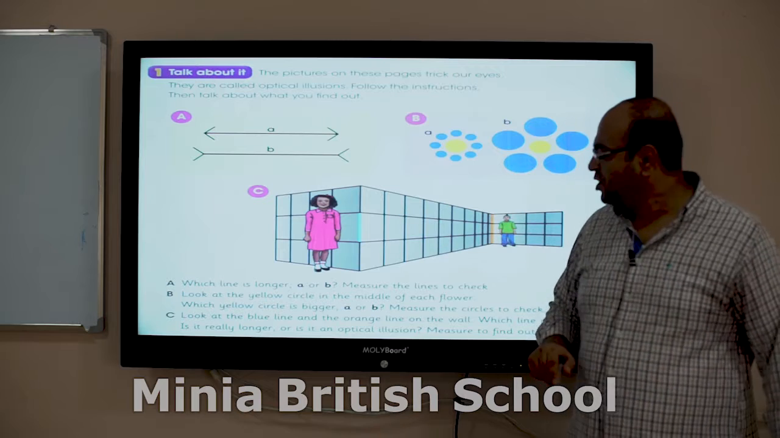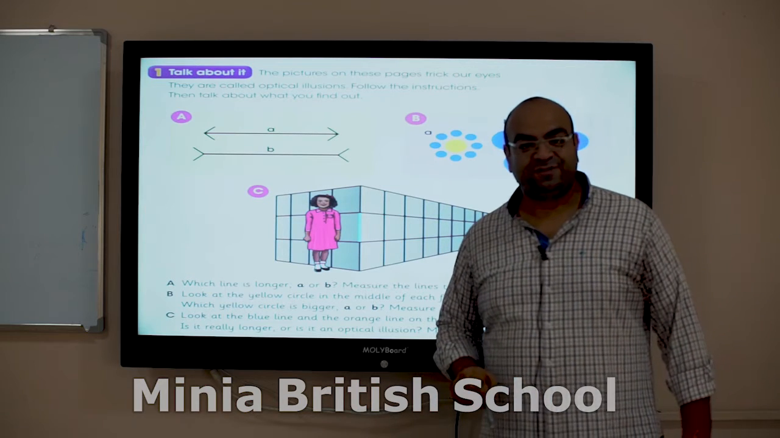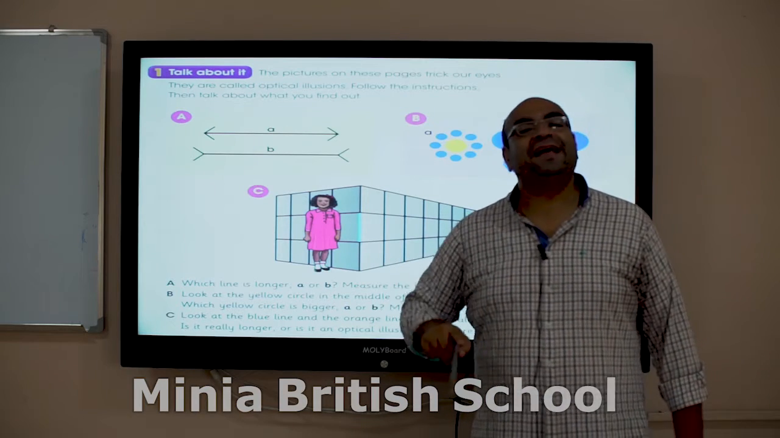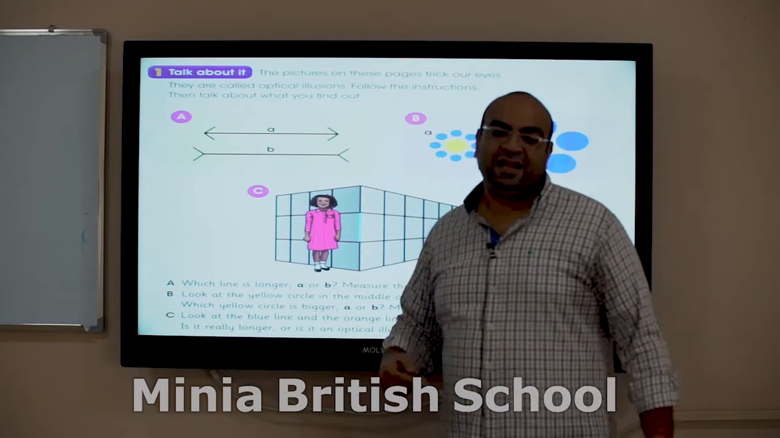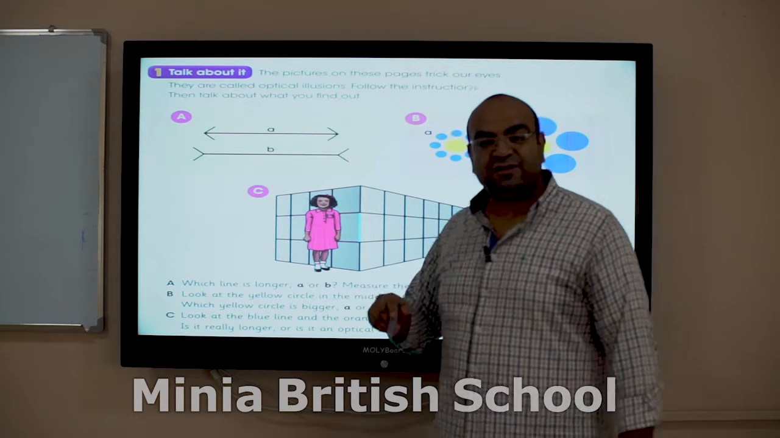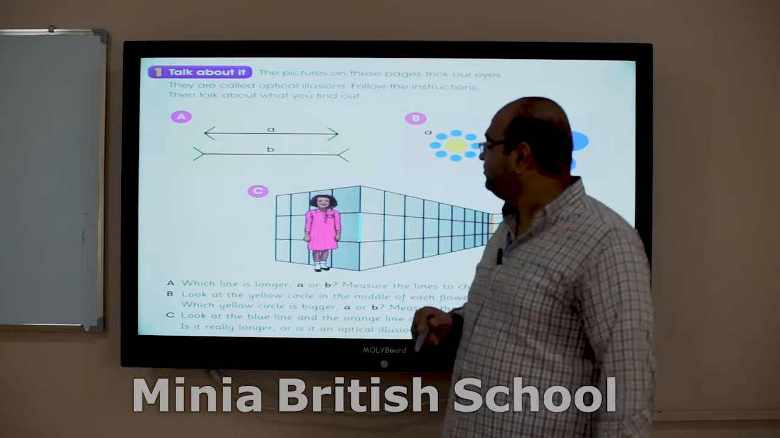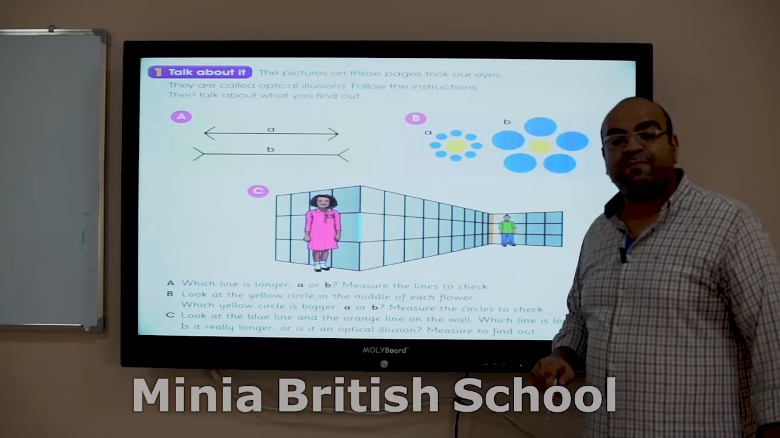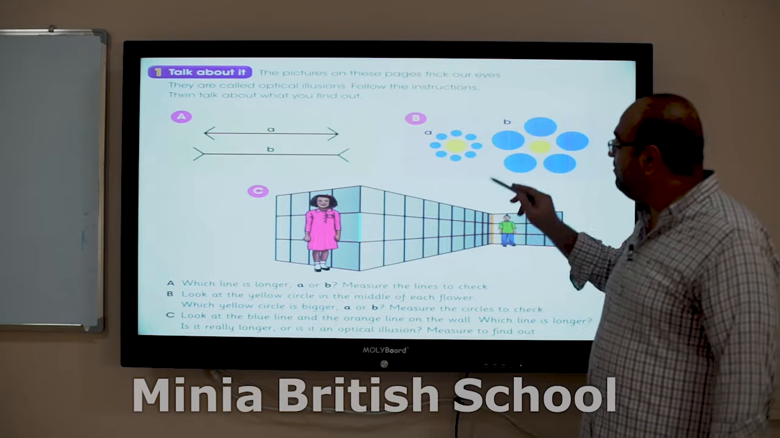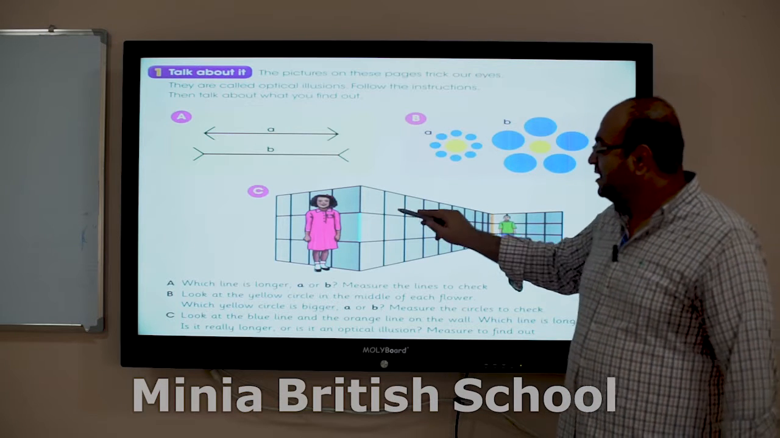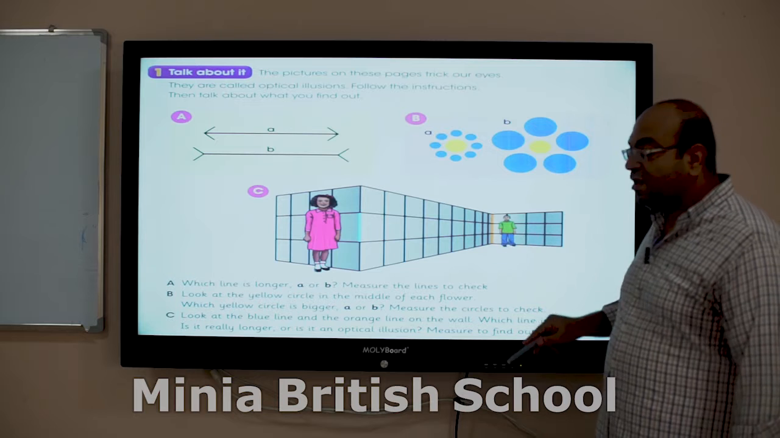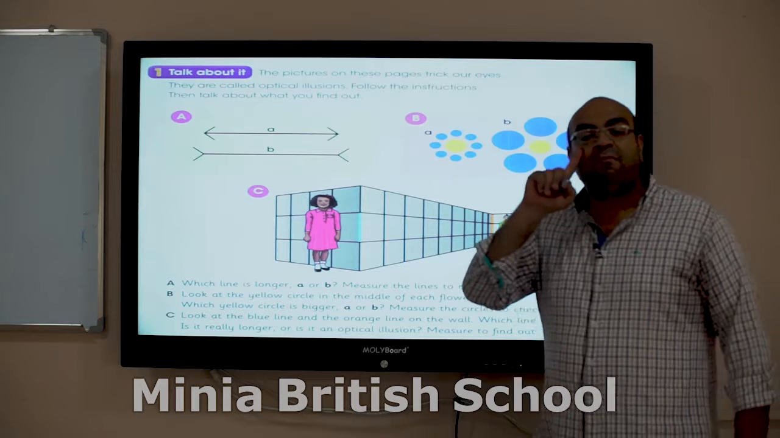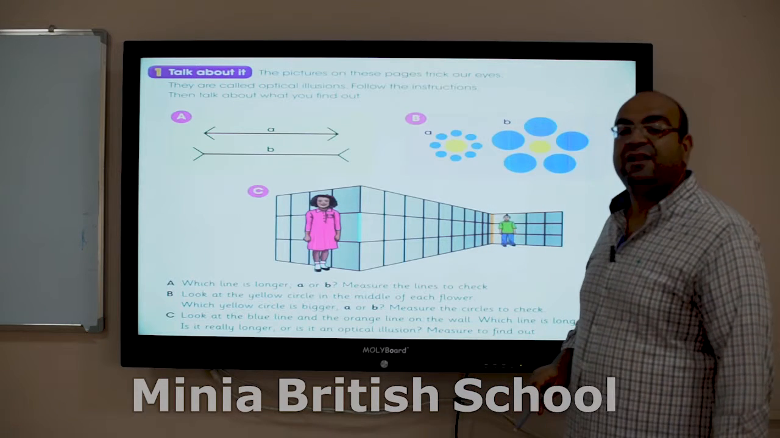Measure to find out. Why do I have to measure? Because when I measure, it's another look. I'm looking again. I would say line B looks longer, but when I measure, I find out they are the same. I would say the yellow circle in shape A looks bigger, but when I measure, they are the same. The same for the lines. The orange line looks larger, but when I measure, it's the same. My eye got tricked, and this is the optical illusion.